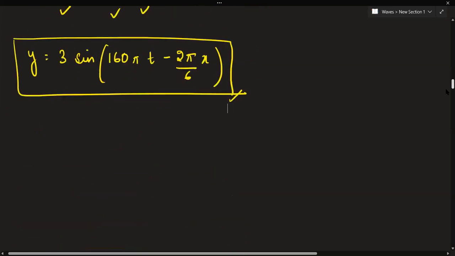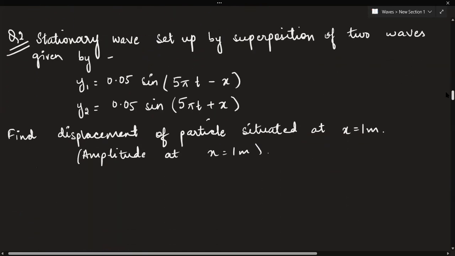Let's see one more question. This says a stationary wave is set up by superposition of two waves, given by y1 equal to this equation and y2 equal to this equation. We have to find the displacement of particles situated at x equals 1 meter. This means we have to calculate the amplitude at x equals 1 meter. When it says find the displacement of the particle, we are actually calculating the amplitude.